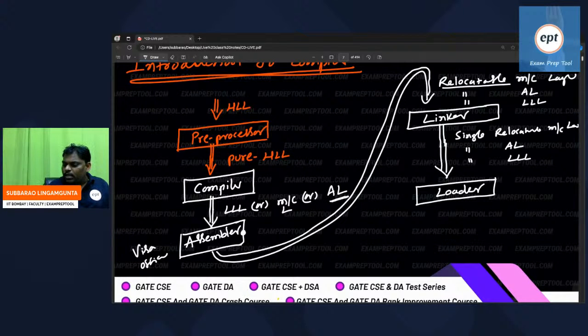So this is called relocatable code. Previously also low level, now also low level, but relocatable low level language. Previously also machine language, now also machine language, but relocatable machine language. The difference is that previously you don't have the right of going from one place to another place. After the assembler, you have the right of going from one place to another place.